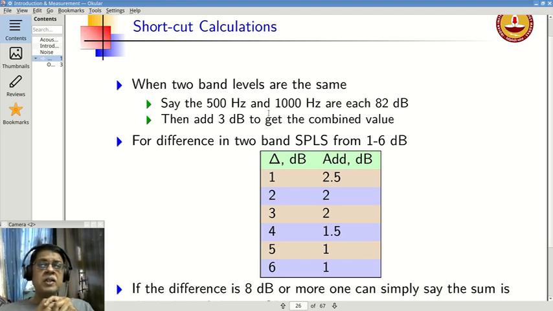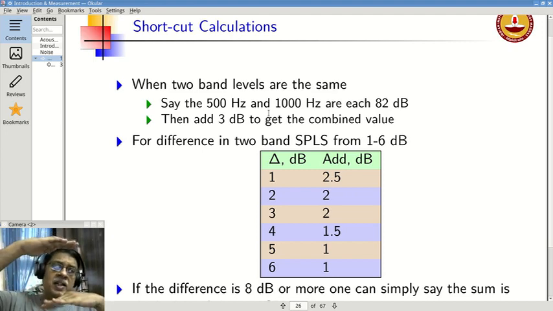For example, let's say the 500 Hertz and 1000 Hertz bands are each 82 dB. When I add two bands which are exactly the same value or near about the same value, the combined value is 3 dB more. So if the SPL in the 500 Hertz band was 82 dB and 1000 Hertz also was 82 dB, then when I add them together, I get 85.